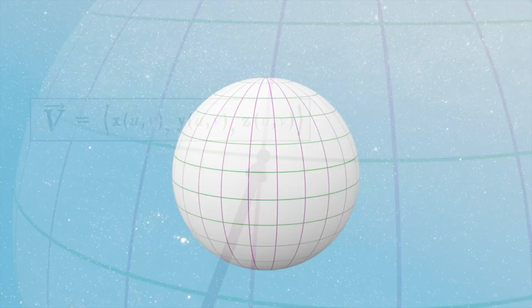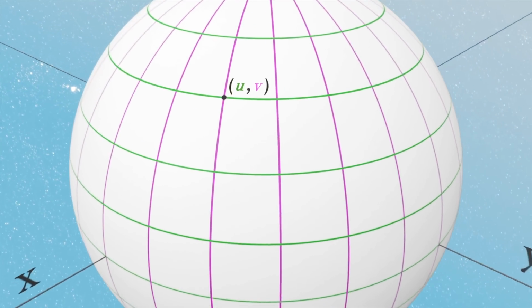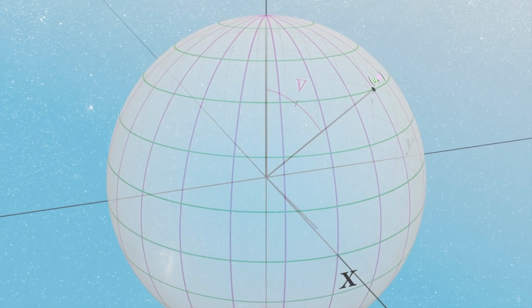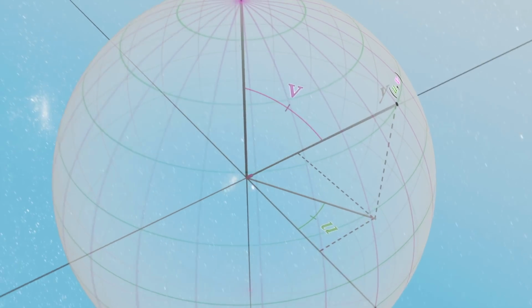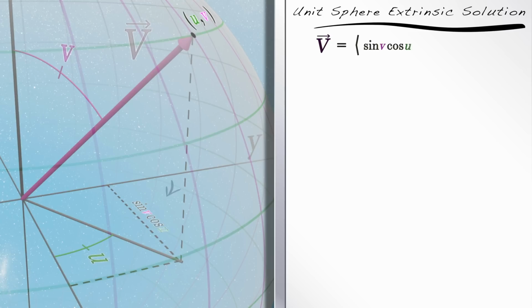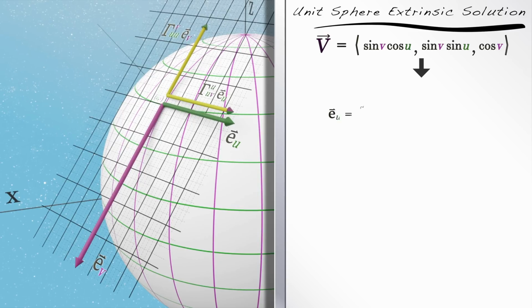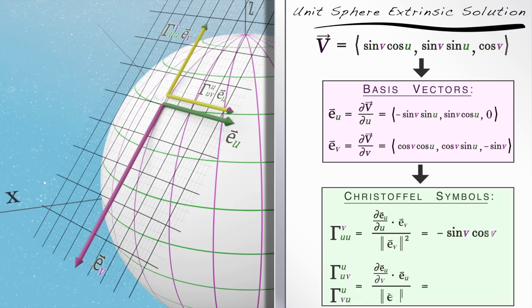As an example, taking our manifold to be a unit sphere, we could parameterize its surface via spherical coordinates, with v being the polar angle to any point on that surface, and u being the azimuthal angle. Then, writing our position vector as uppercase V equals sine v cosine u, sine v sine u, and cosine v, the basis vectors and Christoffel symbols at any point follow pretty simply from the partial derivatives of this vector, via the formulas developed in the last video.